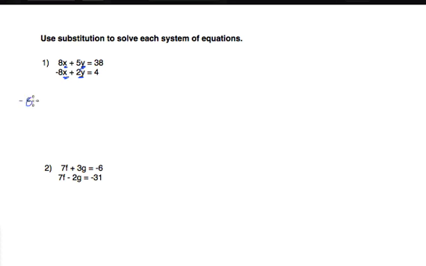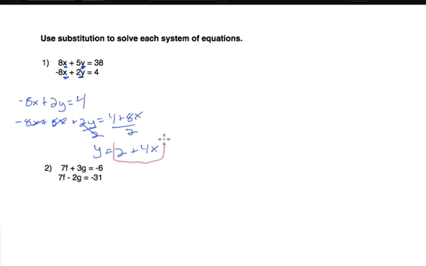So we've got negative 8x plus 2y equals 4. Add 8x to both sides, so that's negative 8x plus 8x plus 2y equals 4 plus 8x. Those cancel. I'm left with 2y equals 4 plus 8x. Divide both sides by 2. 2 over 2 is 1, and that leaves us with y equals 4 over 2 is 2, and positive 8 over 2 is 4x. And we've got y equals 2 plus 4x.